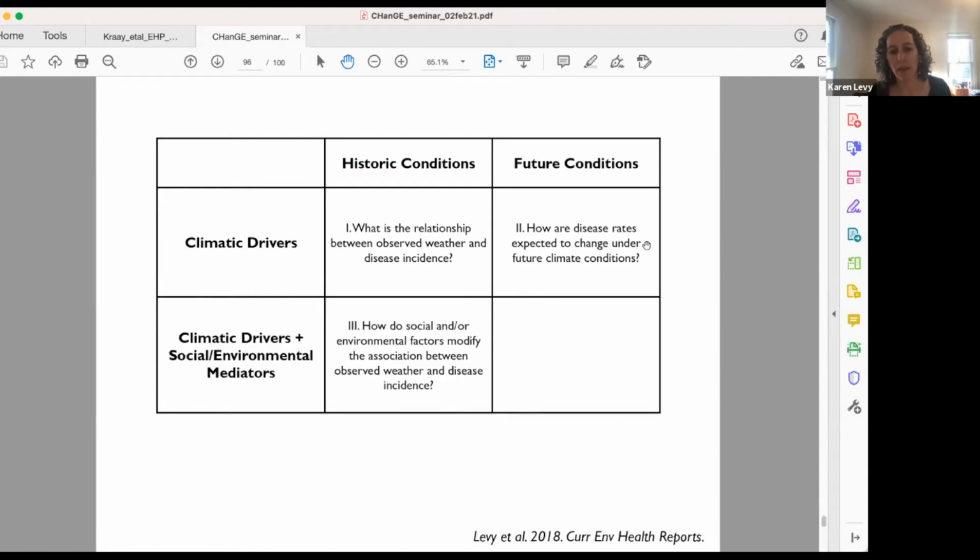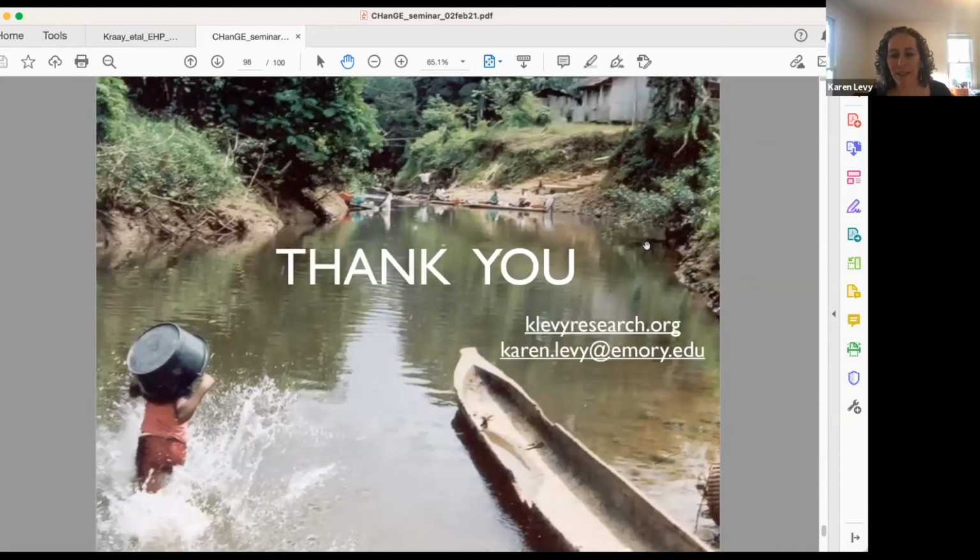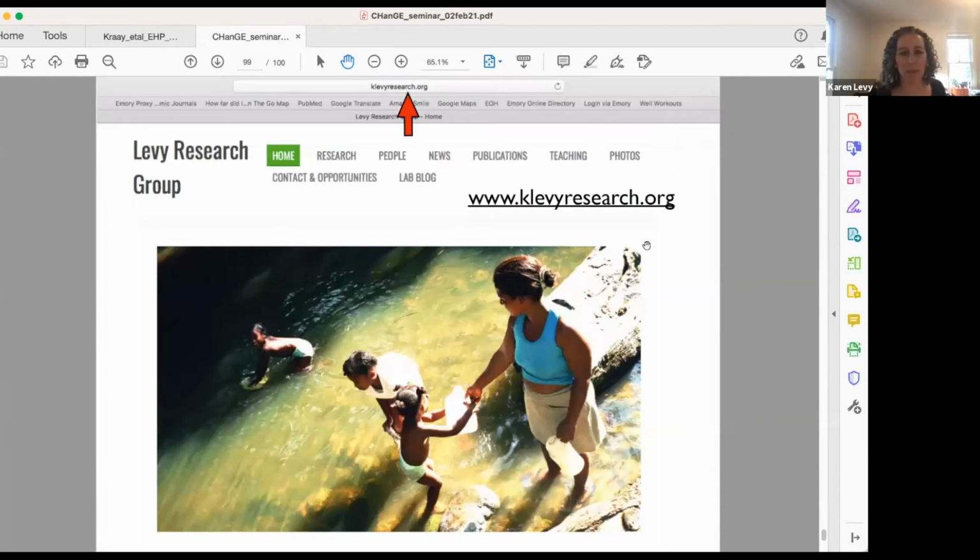And then I think it's really important to also include variables in all of your models of historic conditions about social and environmental mediators, to understand how those modify these relationships, because those are the things that you can tweak going forward, and you can start to project future conditions. And if you make certain investments, how could those reduce your vulnerability to future impacts of climate change? So that is all I have, and that's it. Thanks, and more information about my research program is here.